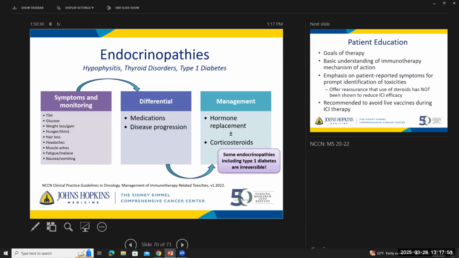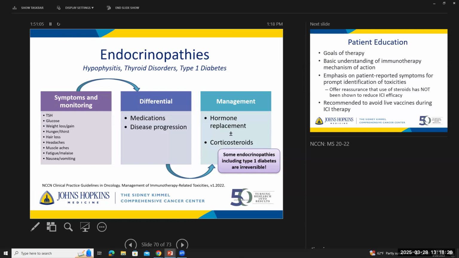And for our endocrinopathies, it's going to really depend on which endocrine organ and where the toxicity is occurring. But one important take-home message here is that some endocrinopathies are irreversible. So on a previous slide, I said that almost all immune-related toxicities can be reversible, especially if caught early. Endocrinopathies are the exception. We can burn out the thyroid. We can have immune-mediated destruction of the thyroid, similar to what you guys see in Hashimoto's thyroiditis.